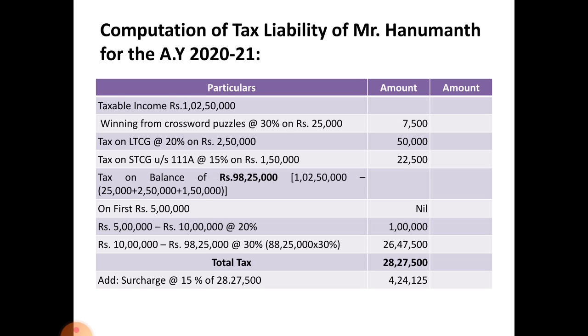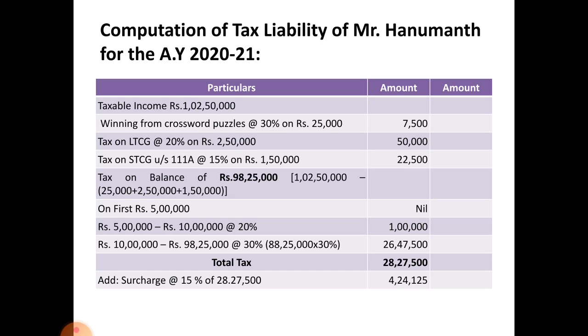On first 5 lakh, that is he is a super senior citizen, that is why first 5 lakh is exempted, that is nil. No tax should be payable on first 5 lakh. On next 5 lakh to 10 lakh, that is 10 lakhs minus 5 lakhs, that is the difference amount at the rate of 20%. Here 5% rate is not applicable, because up to 5 lakh is exempted from tax. So that amounts to rupees 1 lakh, that is 5 lakh into 20%, 1 lakh rupees.